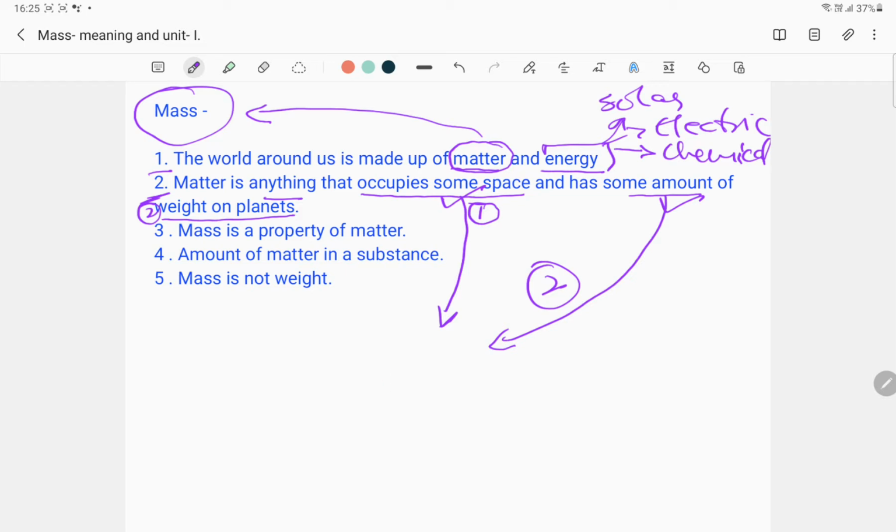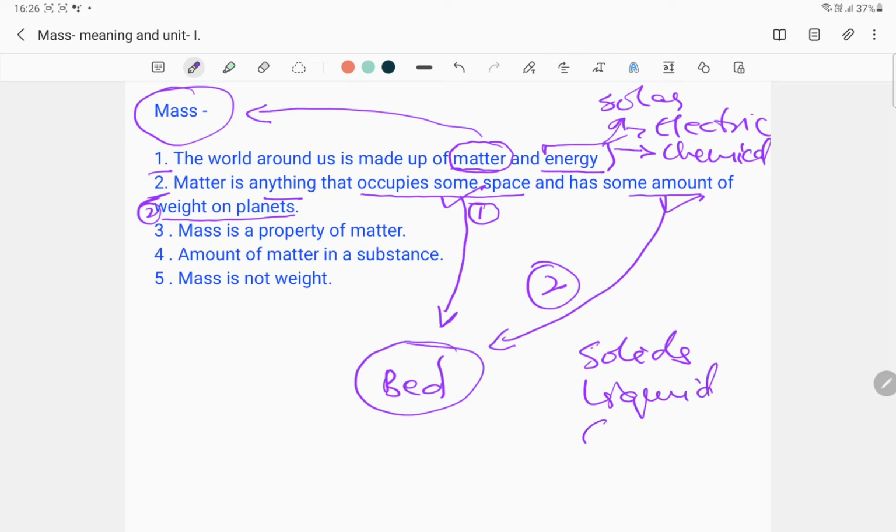Now think of the bed. The bed you are sitting on, is it occupying some space? Is it taking some place inside your room? Well, it is occupying quite a lot of space inside your room. And also, is it heavy? Try lifting it. It has some weight, right? So your bed is a matter, is a form of matter. And we've already done that. There are three states of matter, the solids, the liquids, and the gases. So I hope you know that your bed is a solid state of matter.